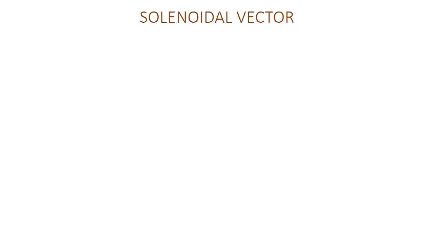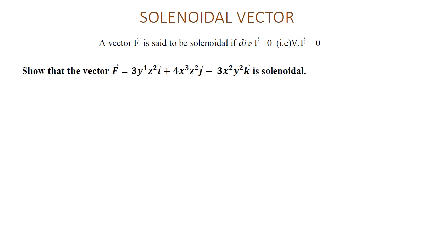Now let us see what is meant by solenoidal vector. A vector f is said to be solenoidal if divergence of f vector is equal to 0. That is, the dot product of del and f vector is equal to 0. Now let us see a sum based on solenoidal vector.